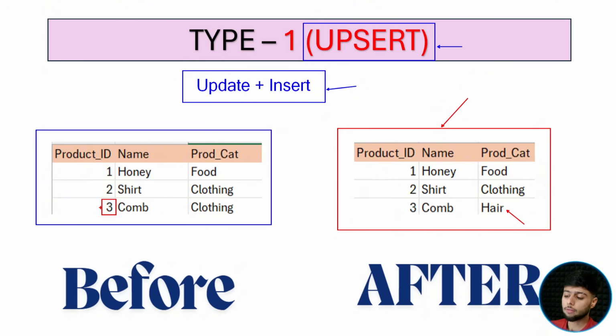So now in this case, as we know, product ID 3 was already there. If it is changed, what will we be doing? We will simply update the product category. That's it. We do not worry about our previous category, whether it was clothing. We just need to keep this product category. Make sense? This is your type 1 update plus insert. Simple? Yes, it is simple, and that's why most of the industries use this.